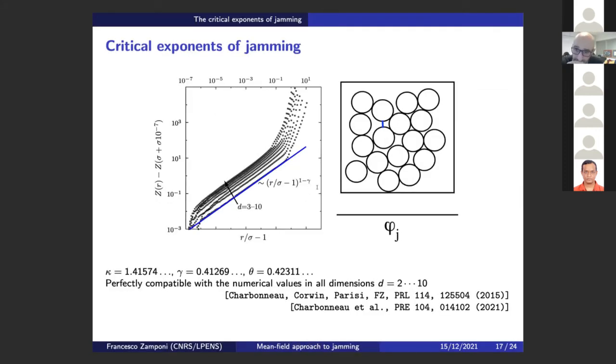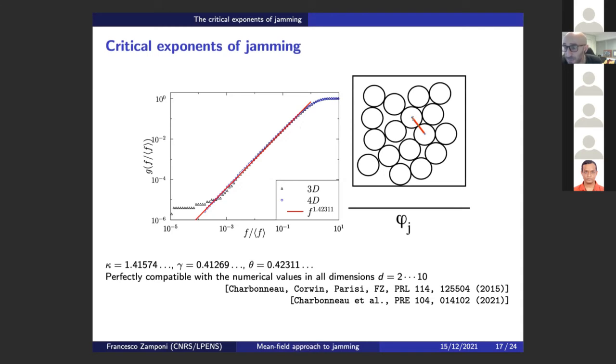And this is the other critical exponent, gamma. So these are the gaps. You go to jamming, precisely at jamming, so at infinite pressure. Now everything is stuck. You just have a configuration. You measure the gaps between particles, and you make a histogram. This is the cumulative histogram of these gaps. And you see at small gaps, you get the power law. This is the prediction of the replica full RSB theory, and you see that it matches very well the numerics. This is numerics in dimension ranging from 3 to 10, but you see it doesn't depend on dimension. I will come back to that.